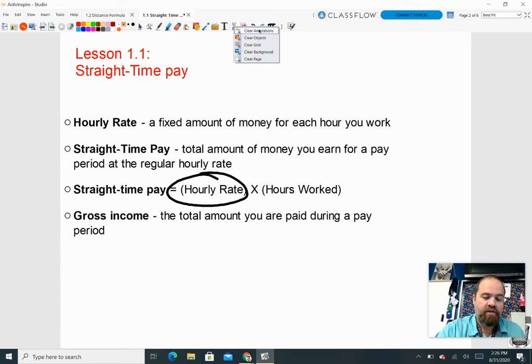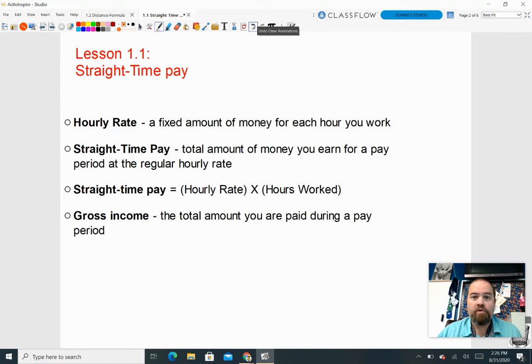Our actual calculation is just going to be one simple multiplication problem. You take the number of hours you worked times how much you were making per hour. That's your answer. That's your net pay. I'm sorry, gross pay. I get them confused sometimes too.